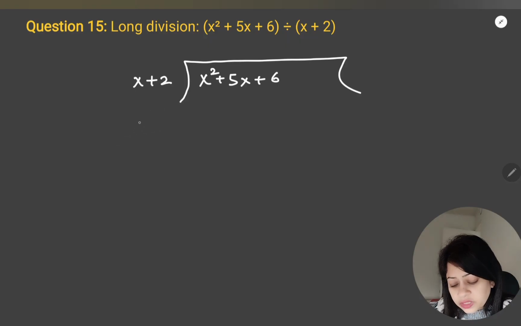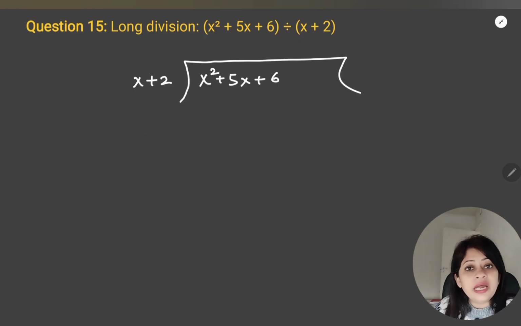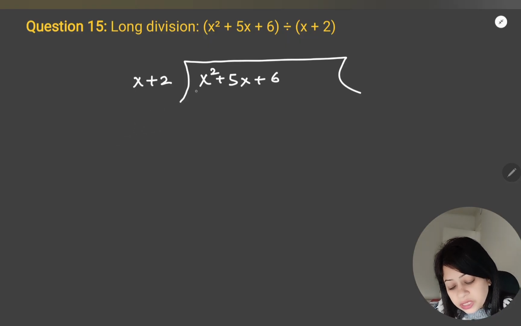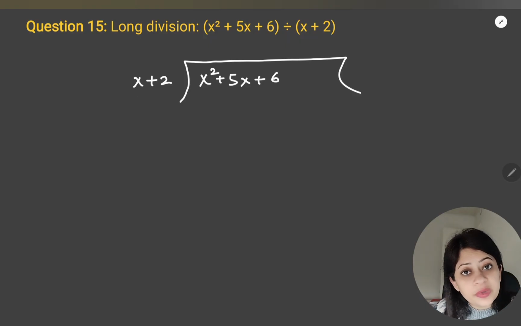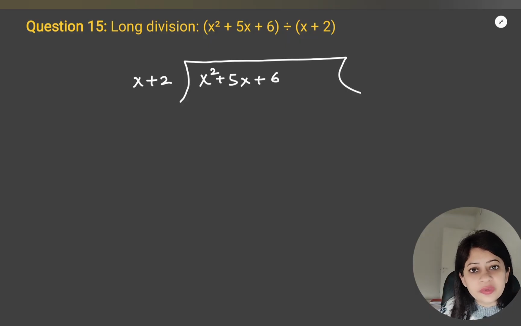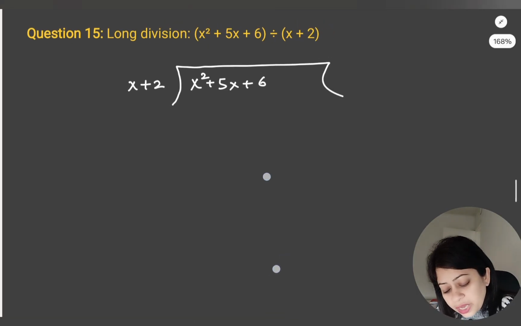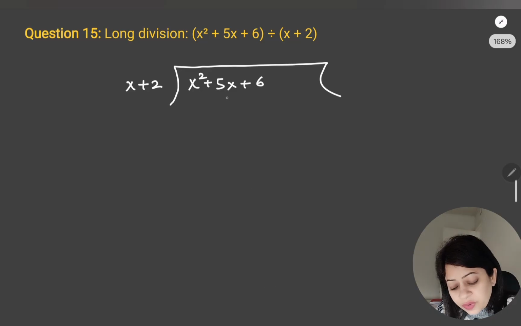Okay, do you know what we call the highest power? That is called degree. So this is a polynomial of degree 2, and this is a polynomial of degree 1. Degree 1 is known as a linear polynomial, degree 2 is known as a quadratic polynomial, and degree 3 is a cubic polynomial.